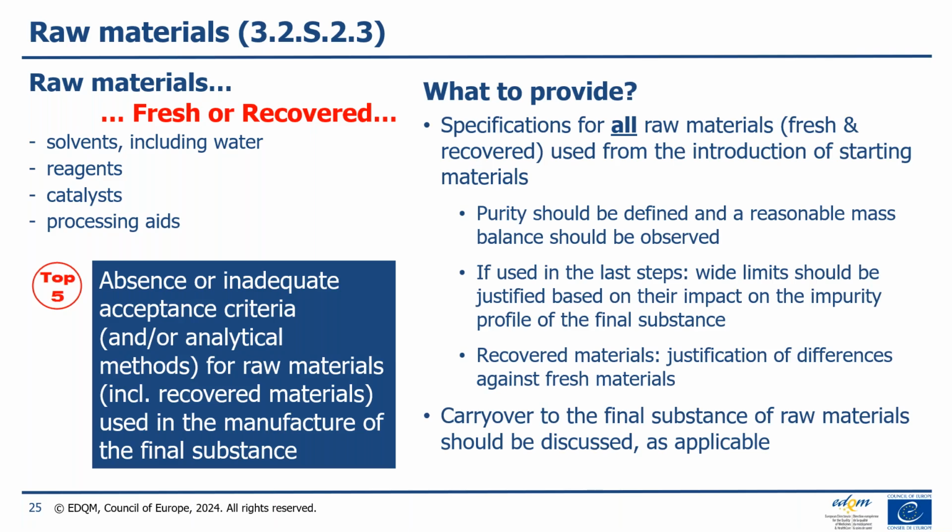So what do we want to see? We want to see, of course, specifications for all these materials. These should have defined purity and reasonable mass balance. If used in the last steps, wide limits should be justified based on their impact on the impurity profile of the final substance, because of course this entails higher risks of carryover to the final API. For recovered materials, as I mentioned before, justification of differences against fresh materials is expected. Carryover of raw materials into the final substance should be discussed as applicable.